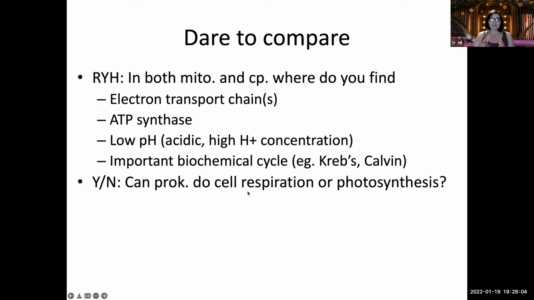Now, we all remember that prokaryotes don't have organelles. They don't have mitochondria. They don't have chloroplasts. In a eukaryotic cell, respiration is performed in the mitochondria and photosynthesis in the chloroplast. Can prokaryotes do either of these processes or can they not? Can prokaryotes do these types of biochemical reactions or no?